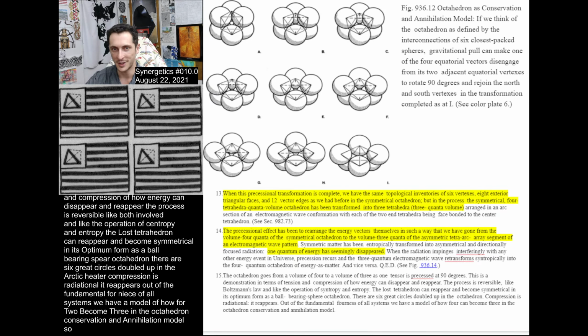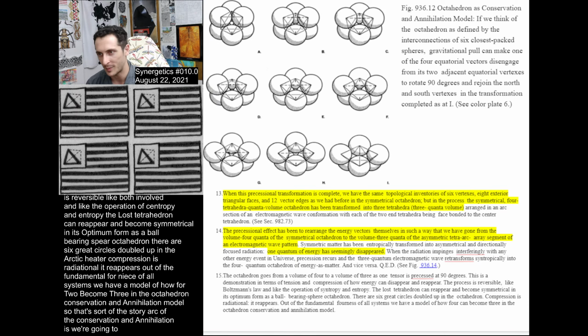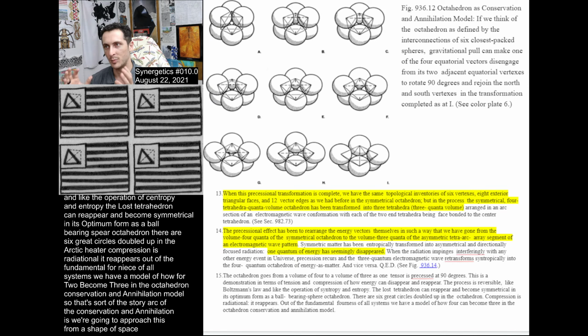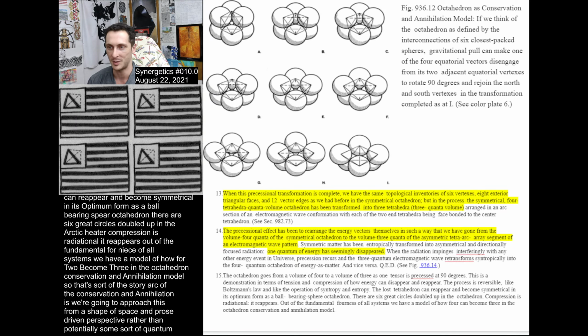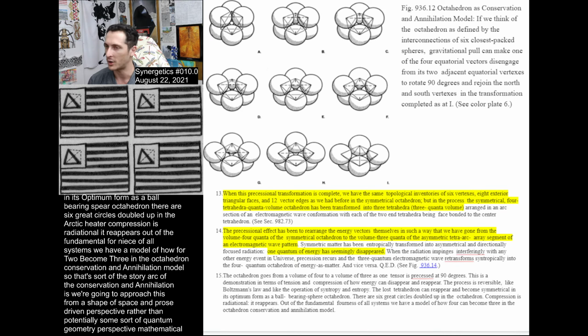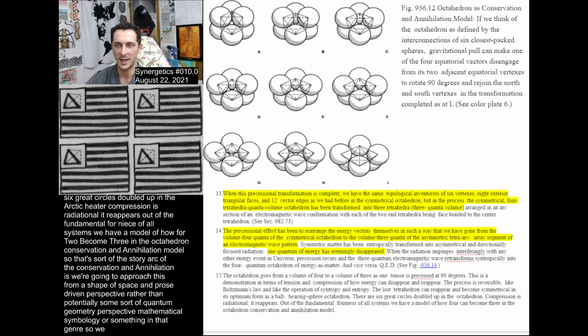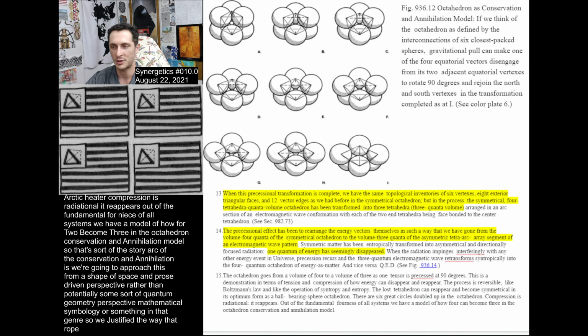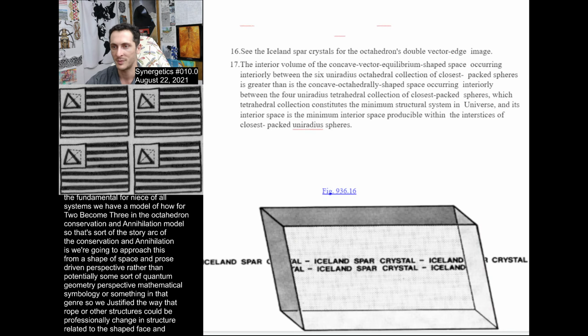So that's sort of the story arc of the conservation and annihilation, is we're going to approach this from a shape of space and prose-driven perspective rather than potentially some sort of quantum geometry perspective, mathematical topology or something in that genre. So we justified the way that rope or other structures could be precessionally changed in structure, related that to the shape of space, and that was prose driven.